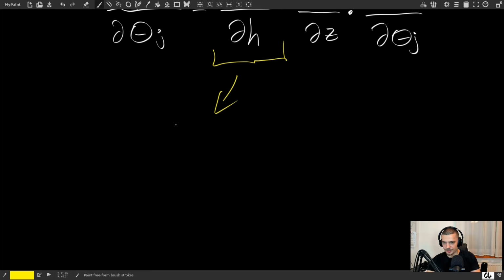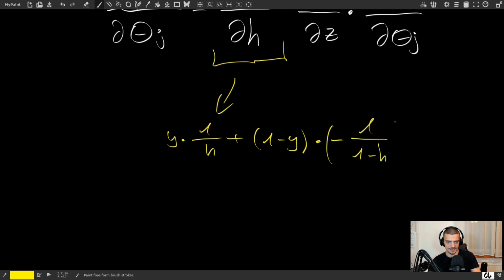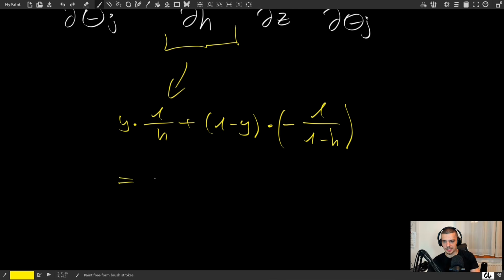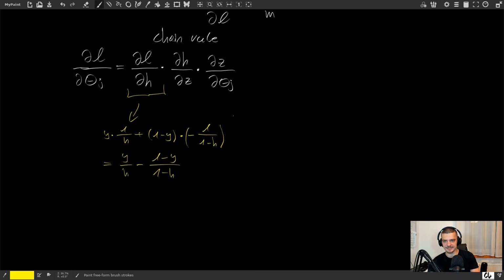But the partial derivative here is yi times 1 over h. Actually, let's keep it simple. Let's just use the letters only. So it is y times 1 over h plus 1 minus y times -1 over 1 minus h. Now, you can simplify that, and the result is going to be y over h. This is just, of course, multiplication here. And then minus 1 minus y, 1 minus h. That is the first part here.